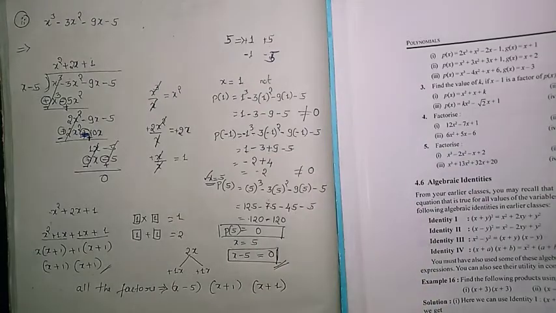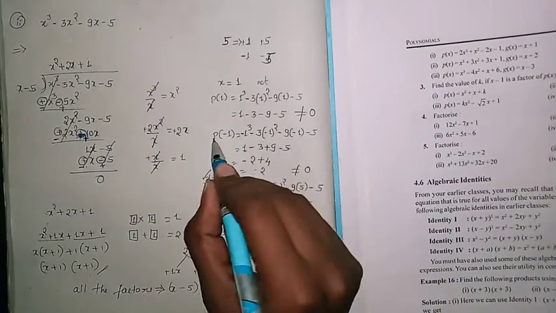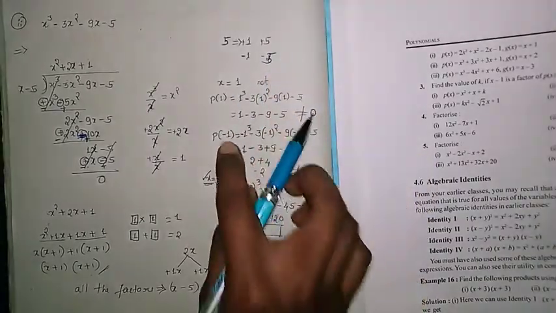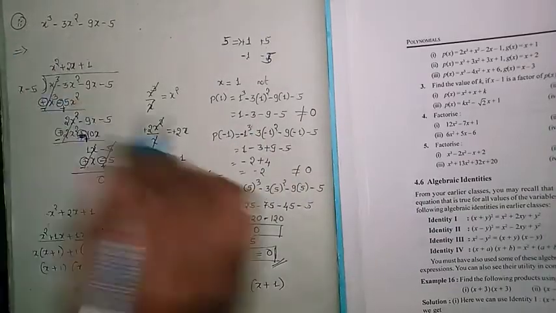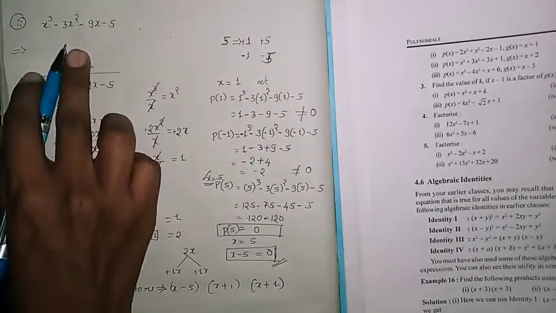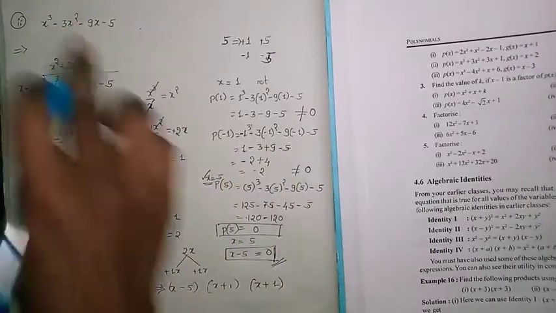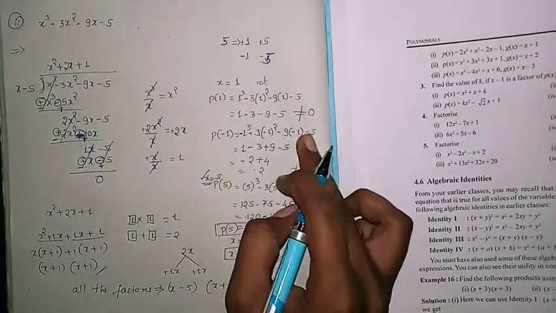Whatever we solved is okay, but here you can observe the minus 1. As we have considered, minus 1 is one of the terms, so we have to solve minus 1 cube. We are substituting the value minus 1 in the given equation. So minus 1 cube minus 3 into the bracket x square, that means minus 1 square, minus 9 into minus 1, minus 5.